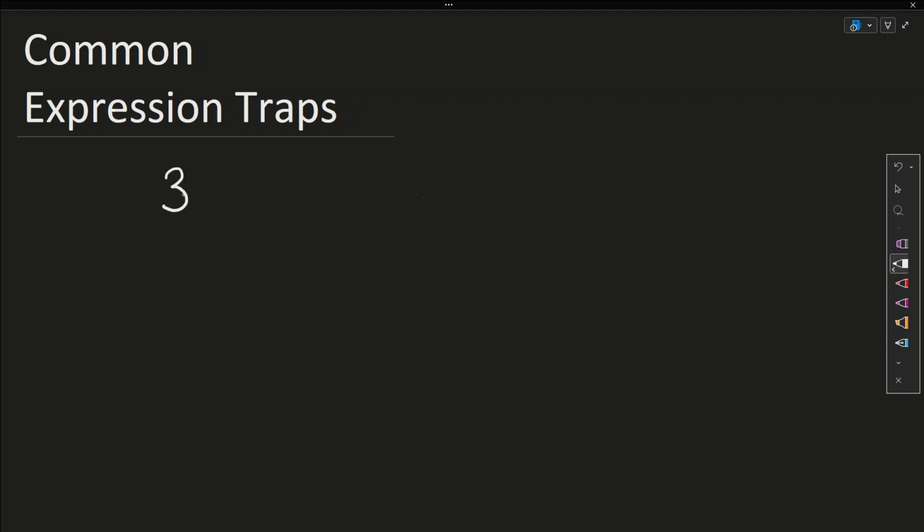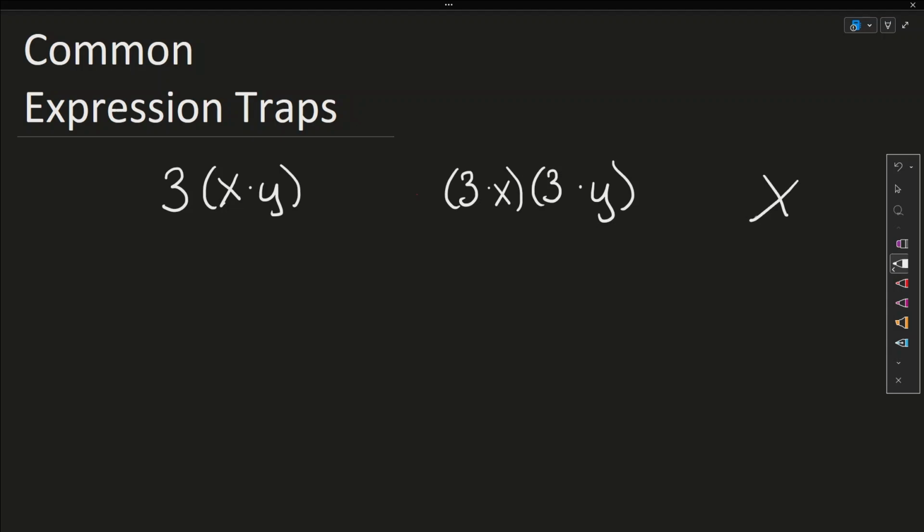Now let's consider 3 times x times y and 3 times x times 3 times y. These are not equivalent. The first expression is 3xy. The second is 3x times 3y, which is actually 9xy. The second expression has an extra factor of 3, so they are not always equal.